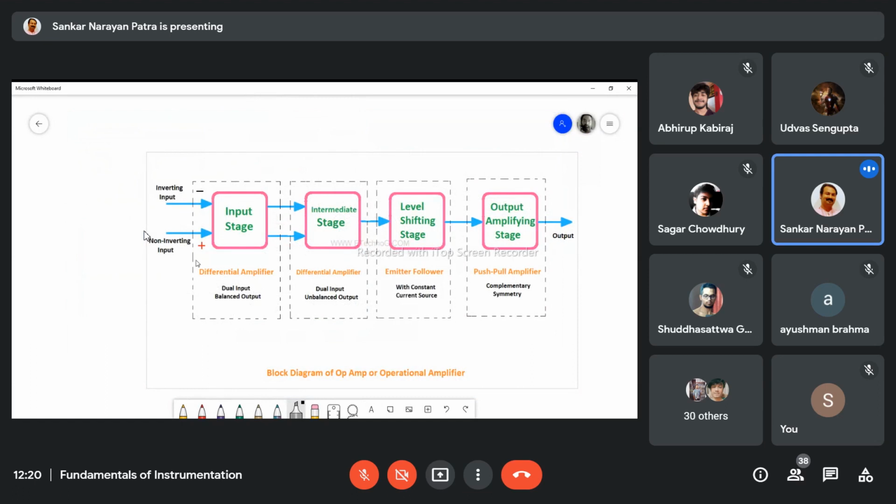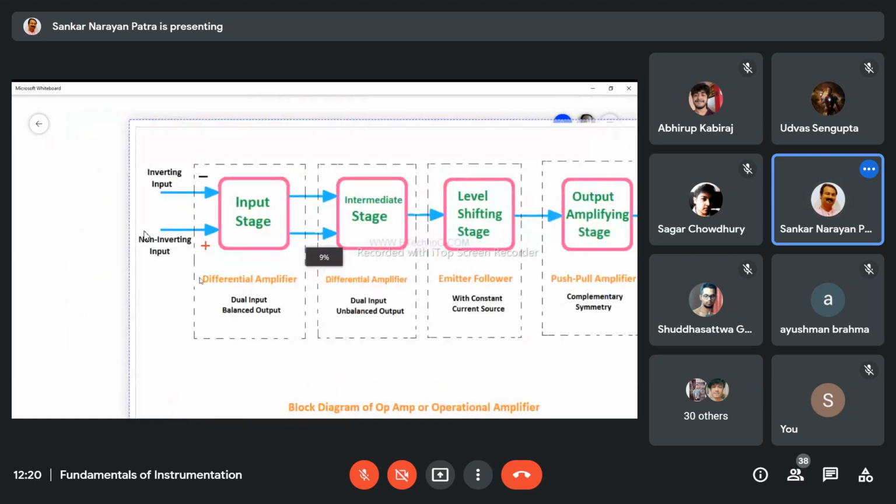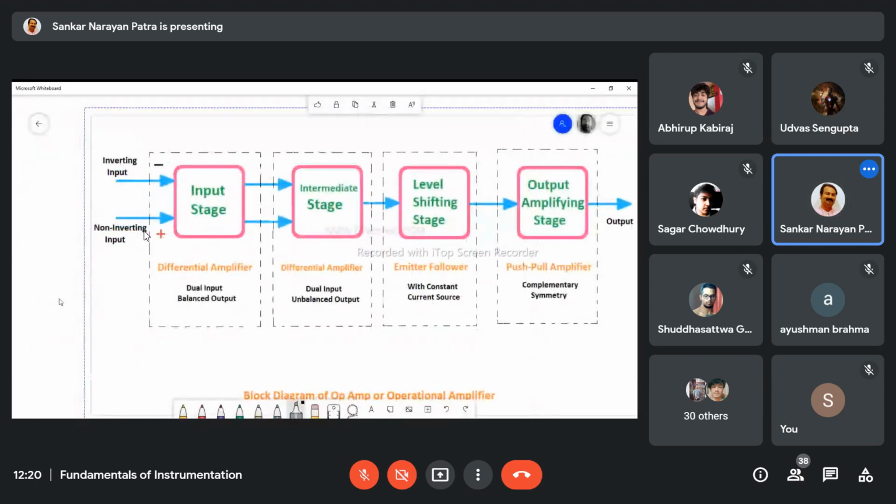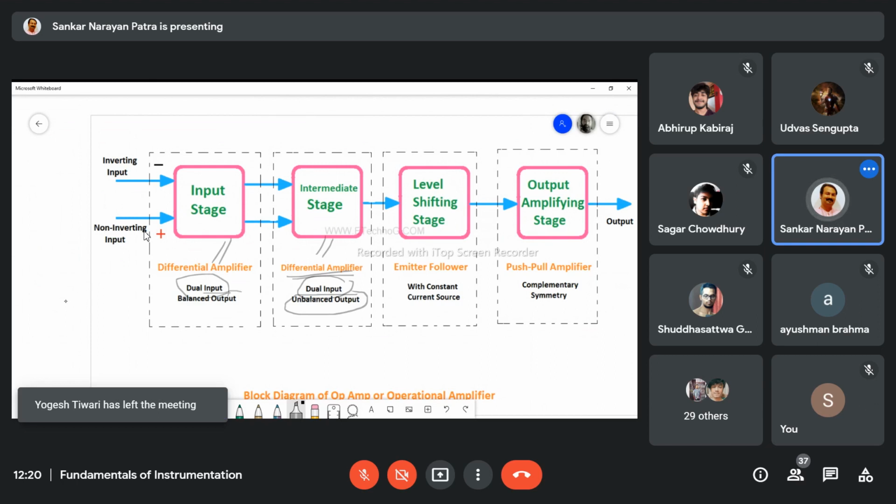Now come to that point. This is the basic diagram of an op-amp amplifier. The first one we discussed. Second is the intermediate stage. This is also a difference amplifier, but with dual input, unbalanced output. The output was unbalanced, and earlier the dual input, balanced output is a very good one. That was the first transistor stage. We consider a similar second stage of transistor.